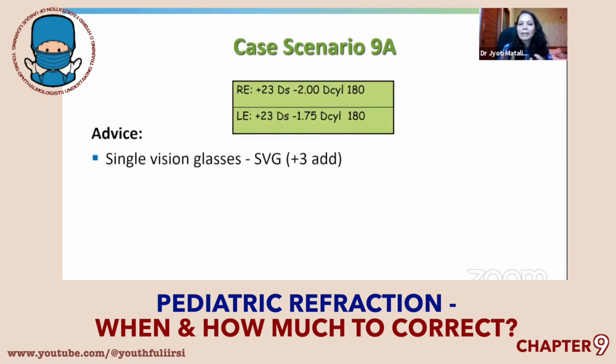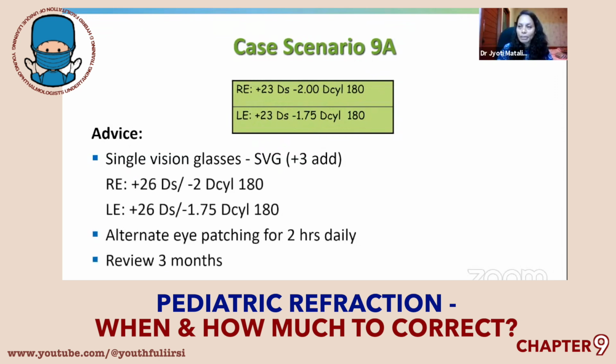But remember, because anytime in any of your practice, you will be operating on some child or the other, if it's a child and it's less than 6 months, you don't need to give bifocals. You have to give single vision glasses with +3 add. So this is the refractive error. In addition, give alternate eye patching, because you don't know which eye is going to be better than the other. That should be for a minimum of 2 hours daily. And you review every 3 months to see how the vision develops.